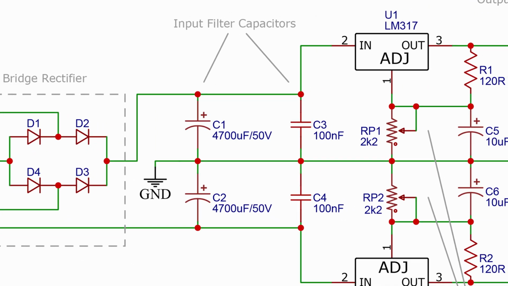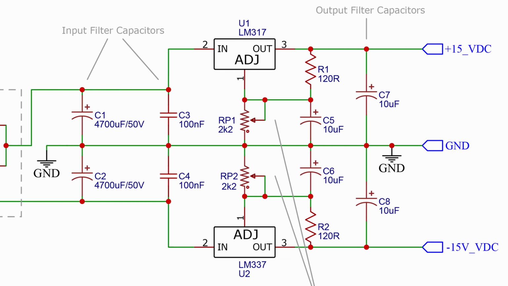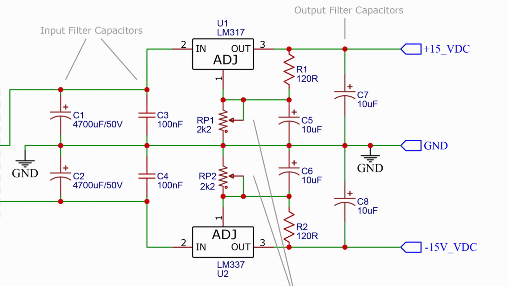To regulate the DC voltage, we use two voltage regulators, the LM317 and LM337, for the positive and negative rails respectively. We have a fixed resistor and an adjustable potentiometer to act as a voltage divider. This will adjust the output voltage of the voltage regulators. We add some more electrolytic capacitors on the output side to filter the output voltage even further. This completes the schematic.